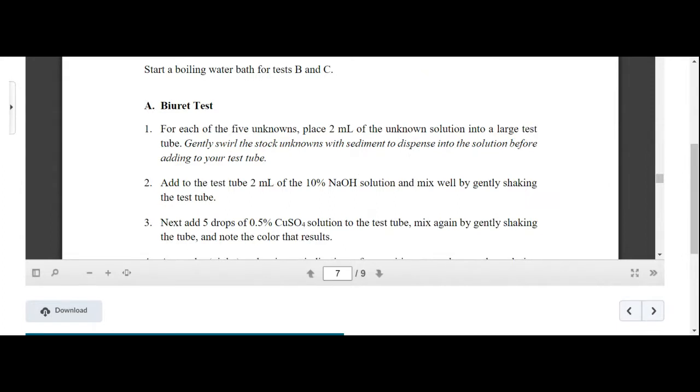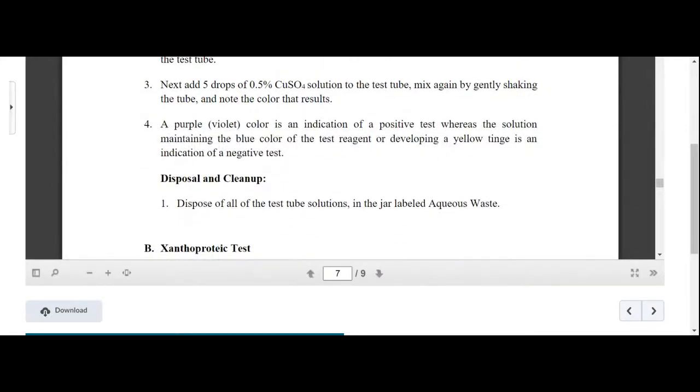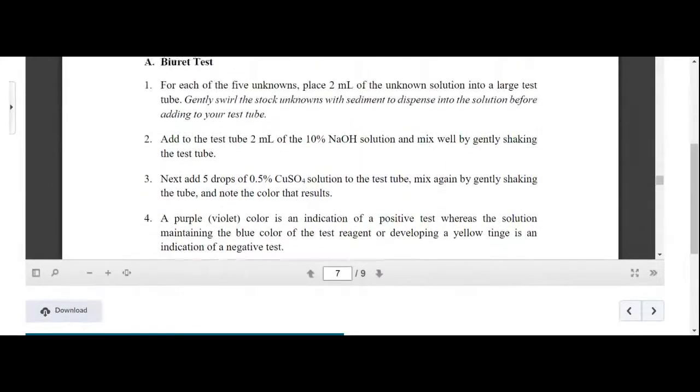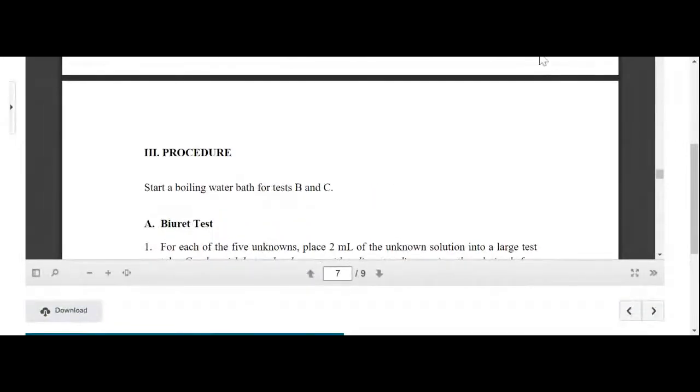So apparently we have 5 unknowns, so I'm going to label them A through E and take 2 milliliters of unknown in each large test tube. And then we are going to make that basic solution and then add the copper sulfate. We are adding copper sulfate in basic solution. So let's do test 1. I'm going to stop sharing this, so we go back to video.